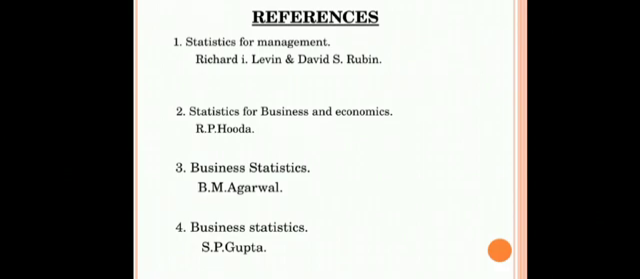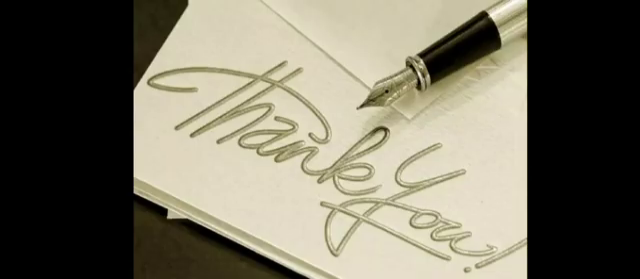References: Statistics for Management by Richard Levin and David Rubin; Statistics for Business and Economics by B.R. Honda; Business Statistics by B.M. Agarwal; Business Statistics by S.P. Gupta.